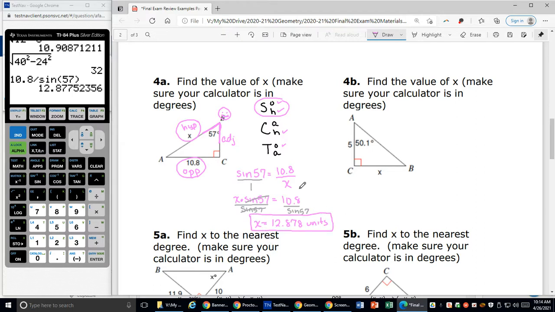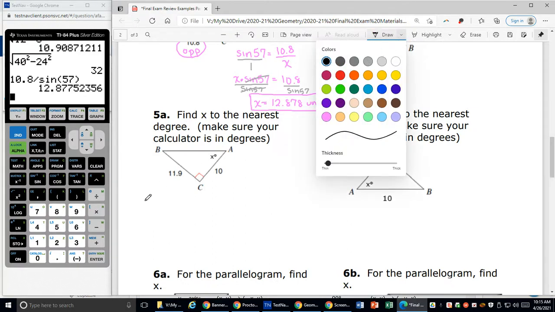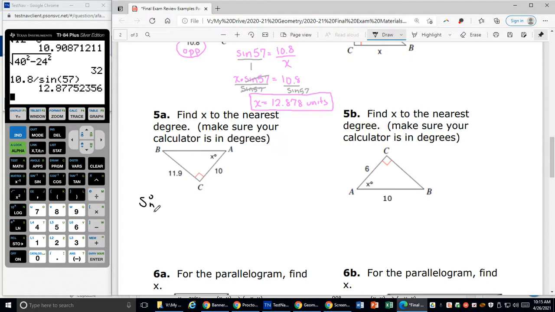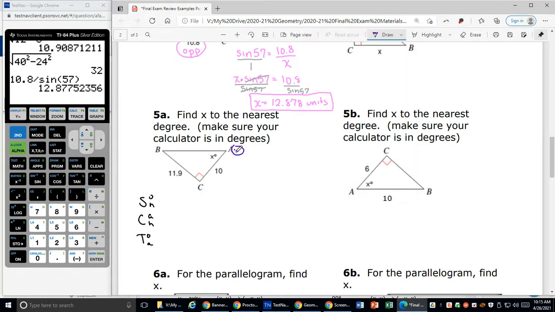Okay, let's look at 5A. 5A is also asking me to make sure my calculator is in degrees, but we've already done that, so we're already there. I know I'm going to be using SOHCAHTOA, which means I need to figure out what angle I'm going to be standing at, the angle that I'm looking for. So this time I'm trying to find an angle. Remember, when you're trying to find an angle, you're going to do inverse.